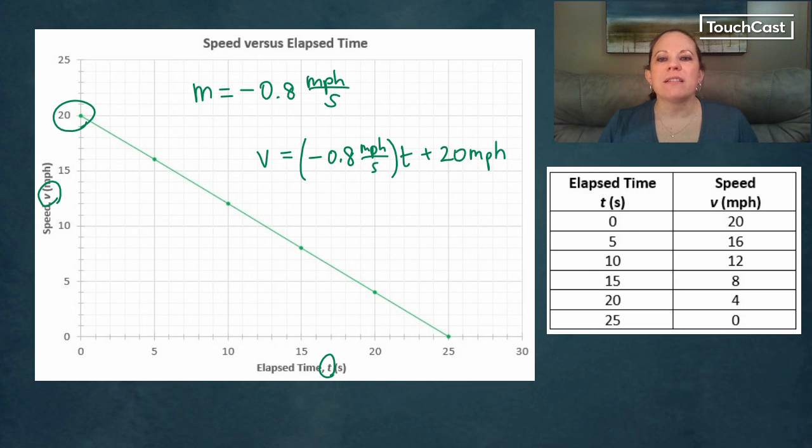And what this model says is that the velocity of this moving object at any point is equal to negative 0.8 miles per hour for every second multiplied by the elapsed time plus 20 miles per hour.